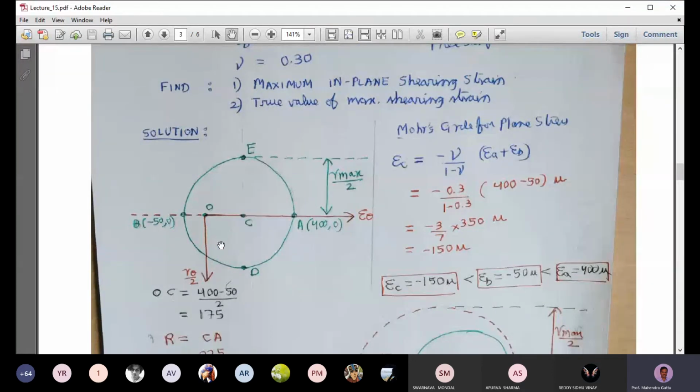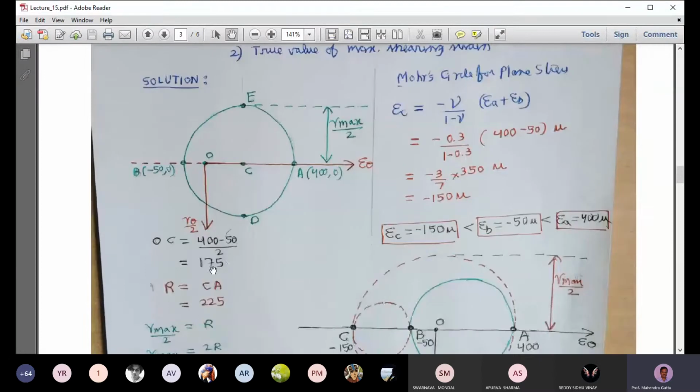So it will be 350 by 2, which is 175. So the coordinate of C is 175 comma 0. The radius will be CA or CB. We can take 400 minus 175, which is 225, or 175 plus 50, which is also 225. So the radius of the circle is 225.